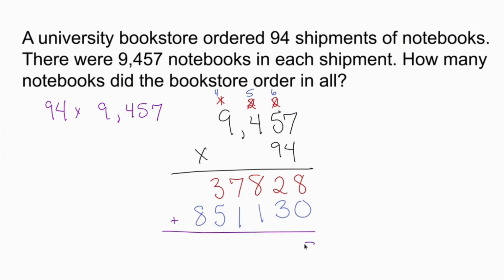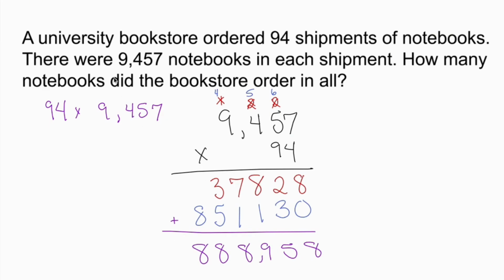8 plus 0 is 8. 2 plus 3 is 5. 8 plus 1 is 9. 7 plus 1 is 8. 3 plus 5 is 8. And nothing plus 8 is 8. Let's go from the right, 1, 2, 3, comma, 1, 2, 3.